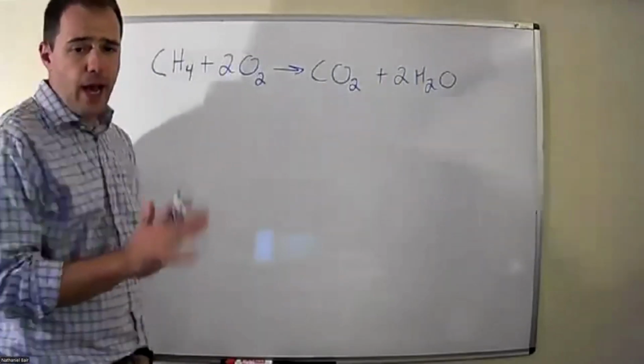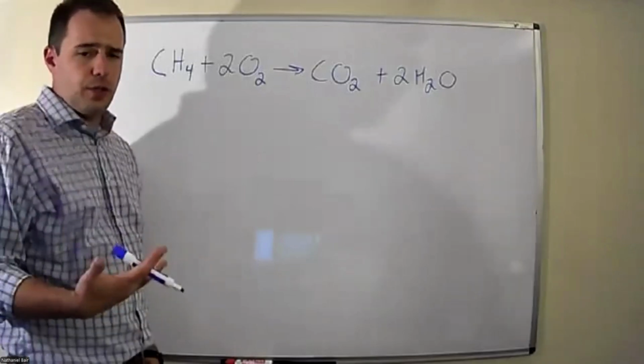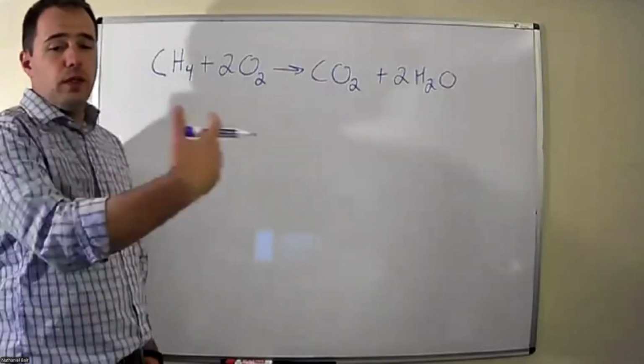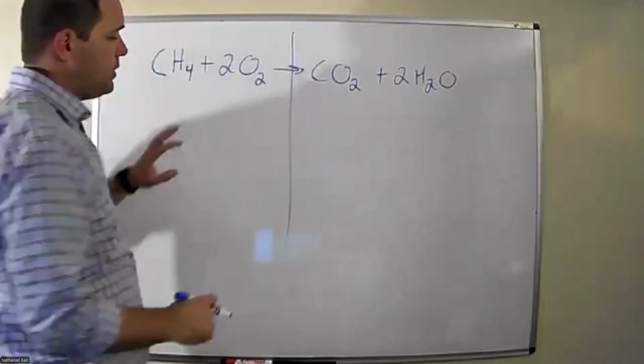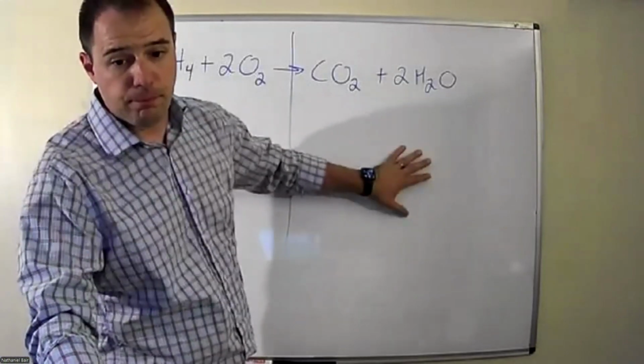Here's what we need to do. We got a reaction here, and this is a redox reaction, and I want to figure out who in this reaction is gaining electrons and who in this reaction is losing electrons. And the way I'm going to be able to do that is by assigning oxidation states for every atom on the reactant side and every atom on the product side.